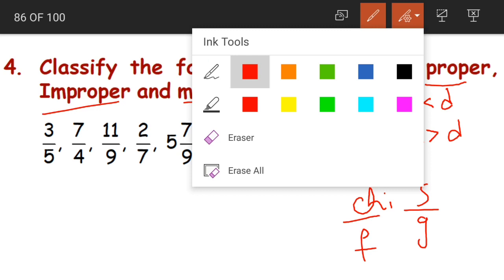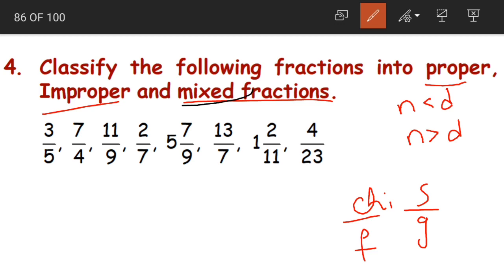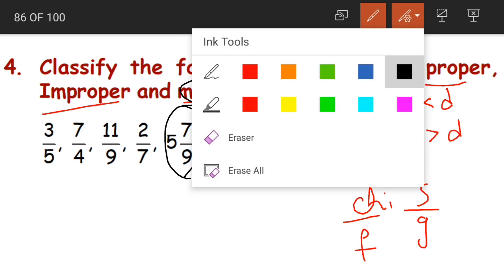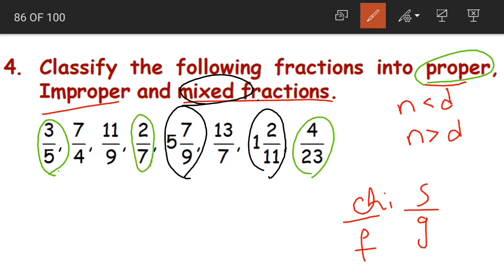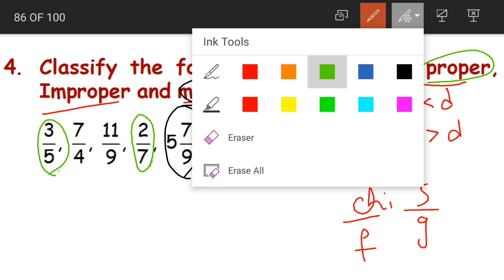If you look at the options, first let us circle mixed fractions. Okay, because they are the easiest to find. 5 and 7 by 9 and 1 and 2 by 11 become our mixed numbers. Now coming to proper fractions, let us circle it with green color. 3 by 5, yes, numerator is less than denominator. Again 2 by 7 and 4 by 23. In all these 3 cases, the numerator is less than our denominator, so they become our proper fractions.